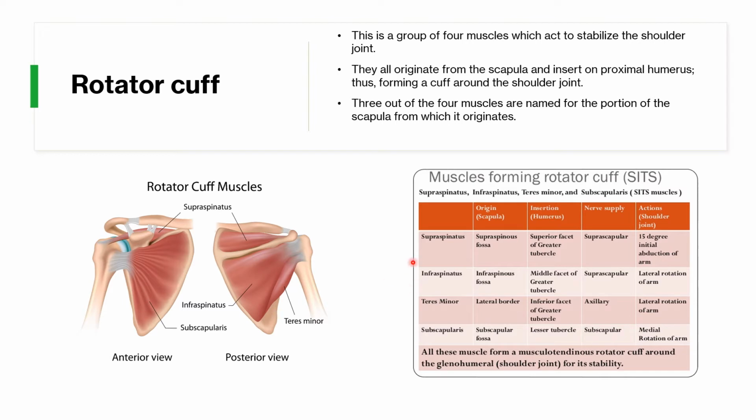And here you have your supraspinatus, which originates from the suprascapular fossa and inserts on the proximal humerus. You have your infraspinatus, which originates from below the scapular spine, hence infra. You have your subscapularis, which originates from the subscapular fossa. And you have your teres minor here.